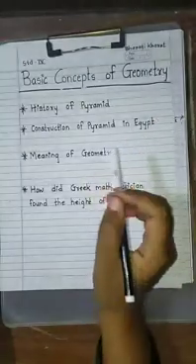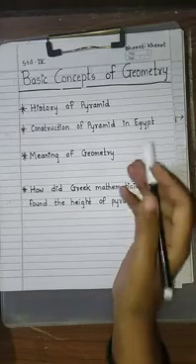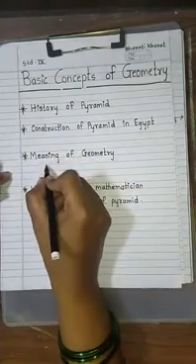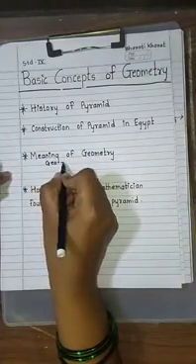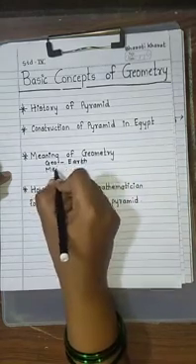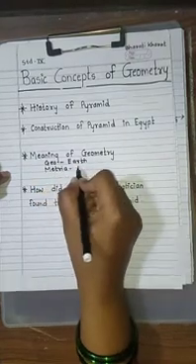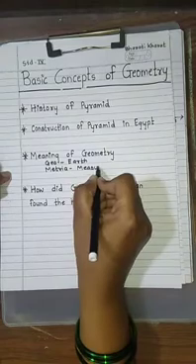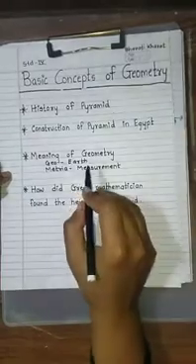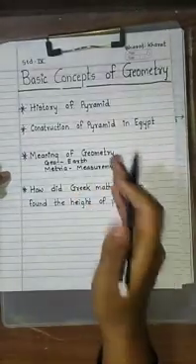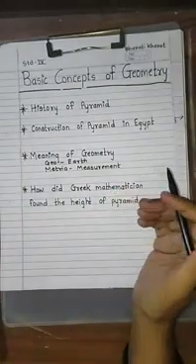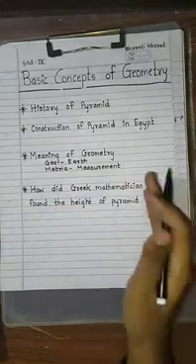Okay, now the word geometry was derived from the Greek words: geo means earth, and metria means measurement. That means geometry is measurement of earth. Geometry means measurement of earth. Okay. You can see that the entire system of engineering is totally based on geometry.